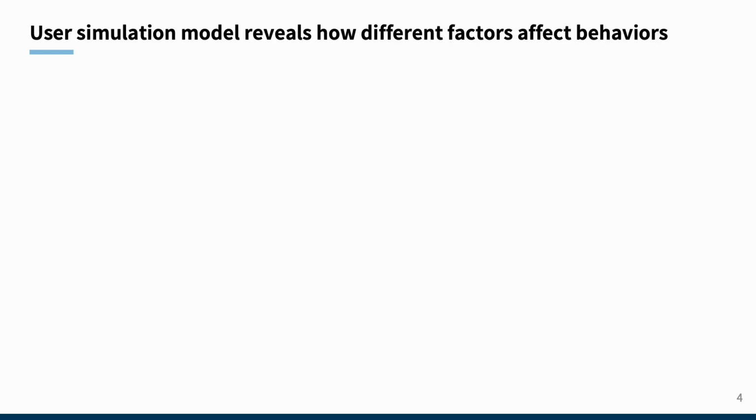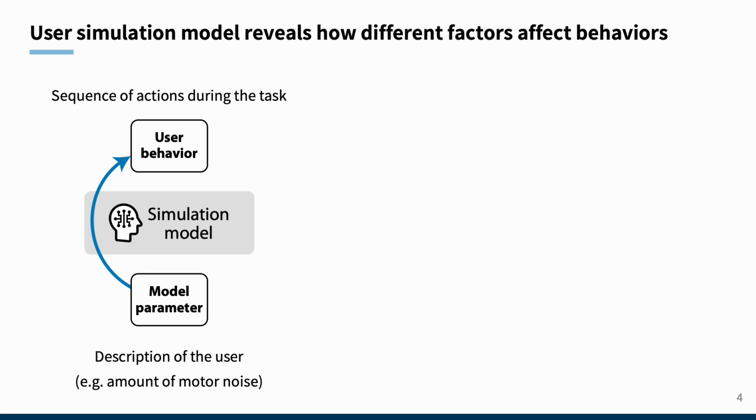User simulation models can reveal how the factors of a user affect their behavior. These are programs that reproduce the user's sequence of actions to perform a task. Each model has unique parameters that can describe specific users. For example, one can adjust the model's parameters to simulate users with different levels of motor noise.